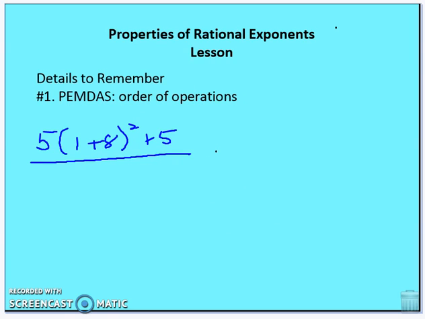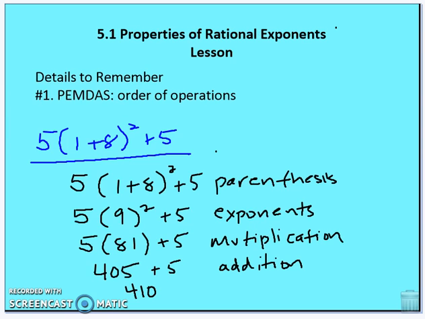All right, so a couple things to remember. You need to know your order of operations: parentheses, exponents, multiplication, division, addition, subtraction. So in this case, 5 times in parentheses 1 plus 8, squared, plus 5. We're going to handle our parentheses first, adding the two values together, taking them to the power of 2. So 5 times 9 squared plus 5 ends up being 5 times 81 plus 5. So parentheses, exponents, and multiplication. 5 times 81 is 405, and then addition, 405 plus 5 is 410.